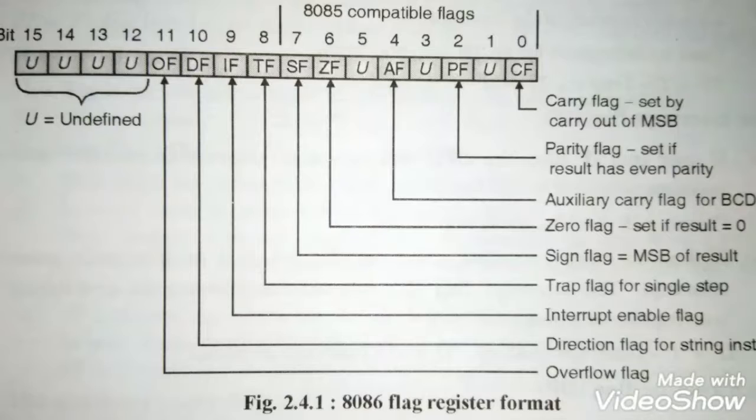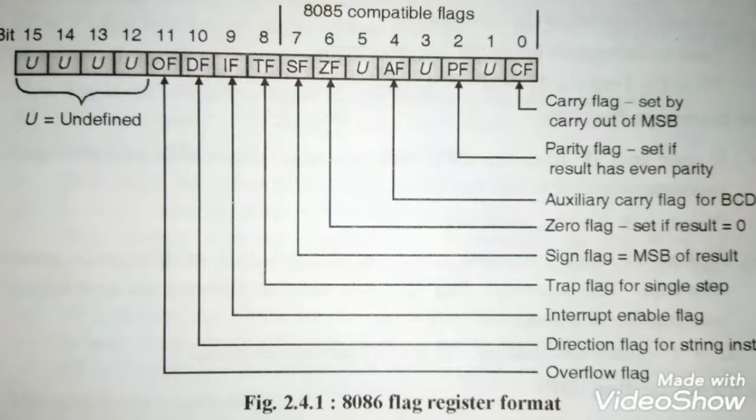Parity flag. This flag is used to indicate the parity of the result. If lower order 8 bits of result contain even number of ones, parity flag is set, else it is reset. Zero flag. If the result is 0, zero flag is set, else it is reset.